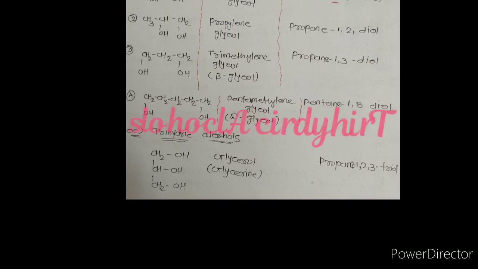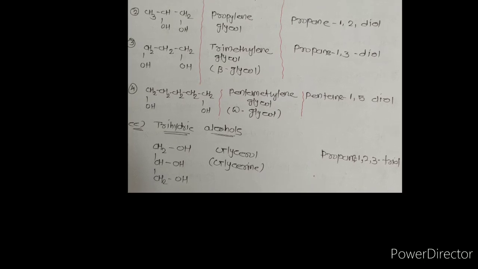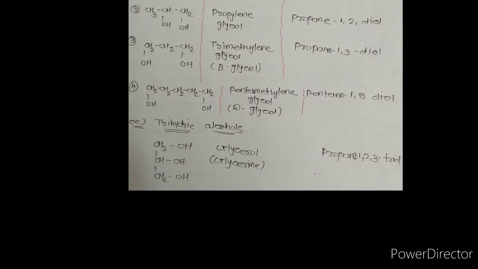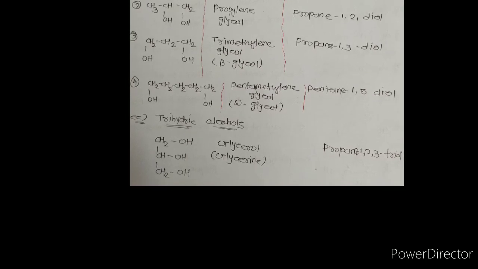If you are talking about trihydric alcohol, then only one compound is there, that is CH2OH-CHOH-CH2OH. Its common name is glycerol or glycerine, and its IUPAC name is propane-1,2,3-triol.